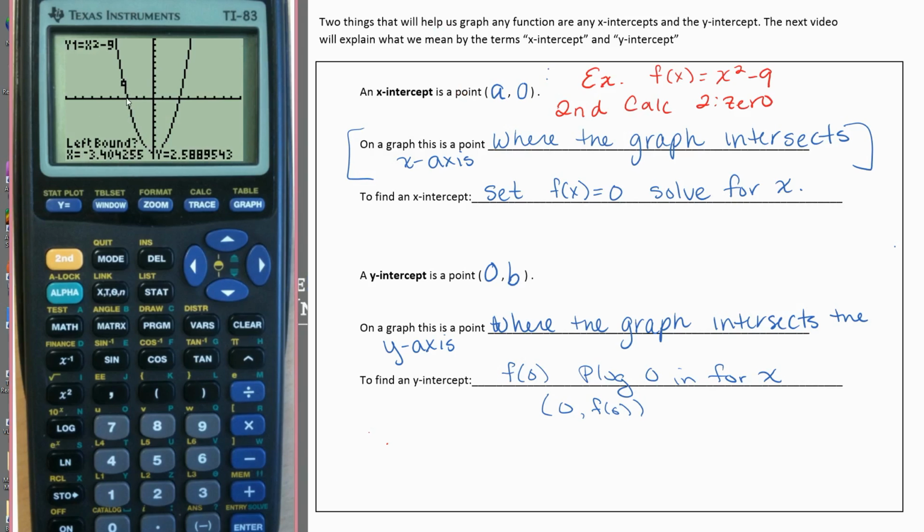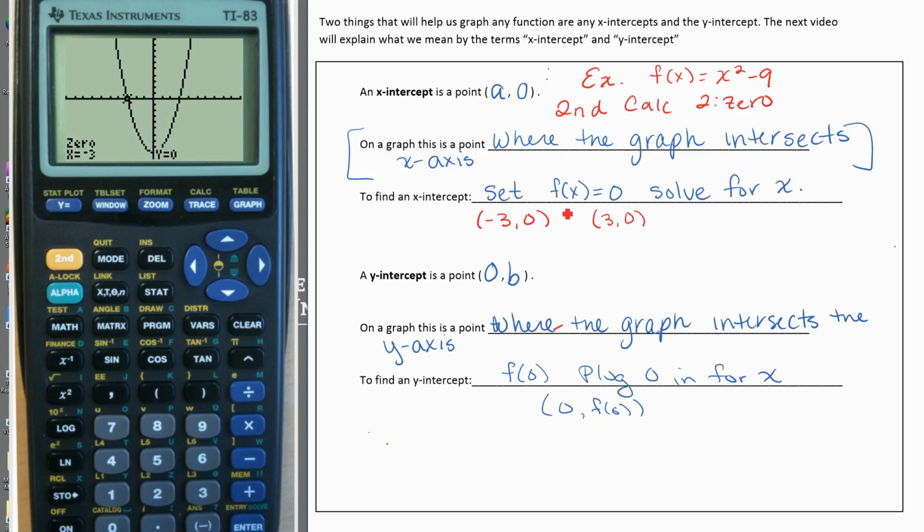So here's the zero, we want to be to the left of it. And then we hit enter. And then it says right bound, so we move past it. We hit enter, and it asks for a guess, so you could just move it a little closer, hit enter. And it will tell us that right there, where it's crossing one of the zeros, is -3, 0. And the other one, if we went through the same process, we'd go to the left of it, then the right of it, hit enter, would give us 3, 0.